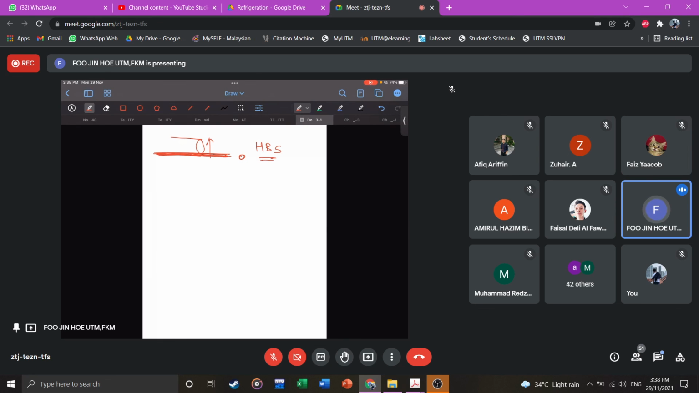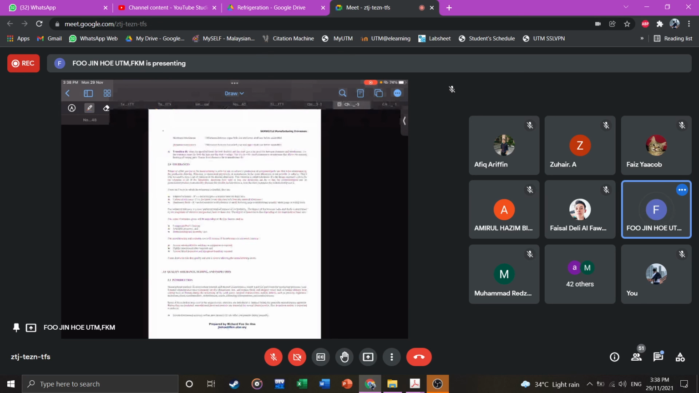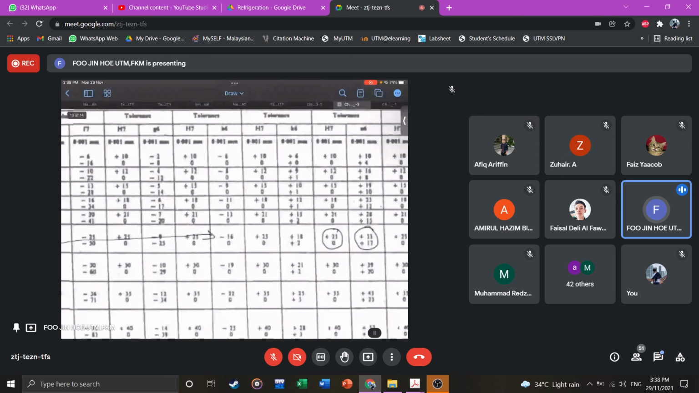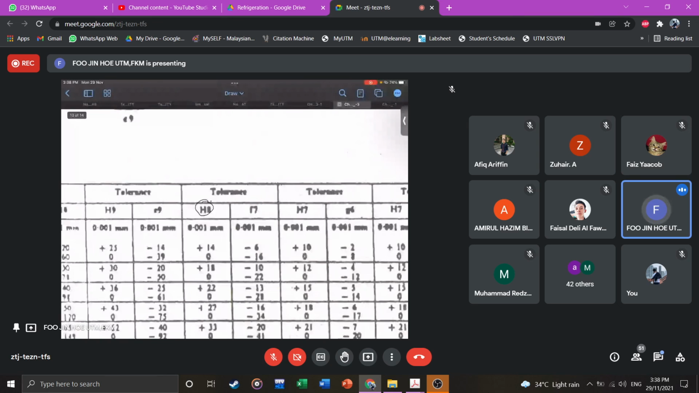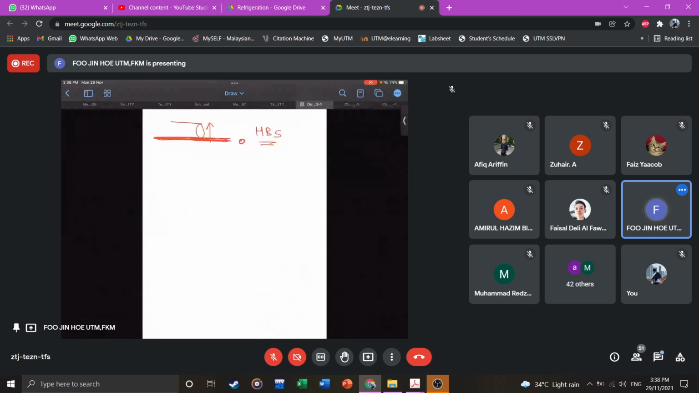As proof, if you look at every capital letter, H7 or H9, you see the bottom is all zero. This means the smallest it can go is zero only. So if the diameter is 30, the minimum will be 30.0 until 30 point something, depending on the grade. But the bottom will definitely be zero. So this is the hole-based system.